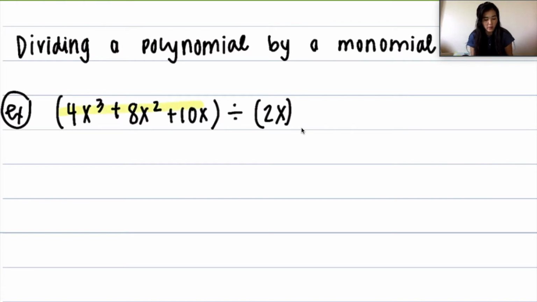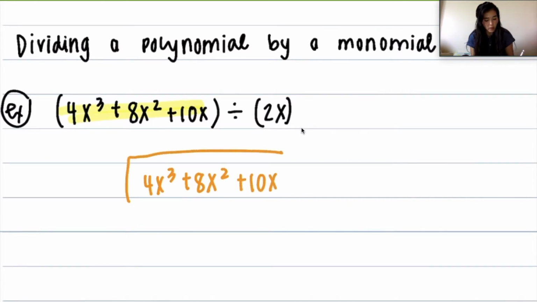All right, so this first term here, this is what goes underneath that division house. So we would set this up like this. So again, 4x to the third plus 8x squared plus 10x. And then we are dividing all of this by the 2x. All right, and the idea is going to be the same here.